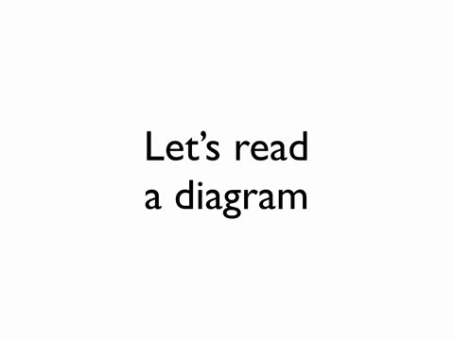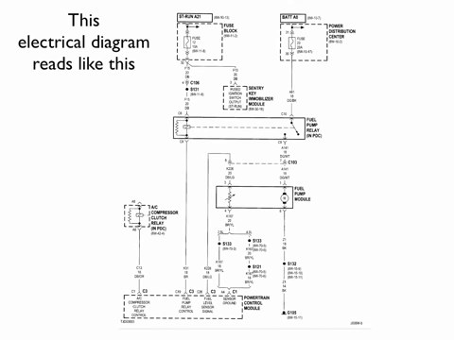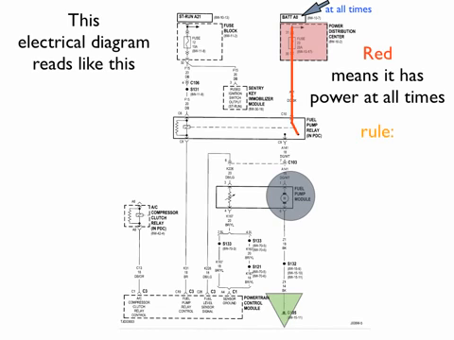So let's read an electrical diagram and see how all this fits together. In an electrical diagram, here's the three things that we locate before we start looking at the map. Notice the word up here, battery. Now that means the source of this power is the battery. Now, you know, a battery is not turned on. It doesn't have a switch. There's power in that battery at all times. So we're going to color that red because red means it has power at all times.